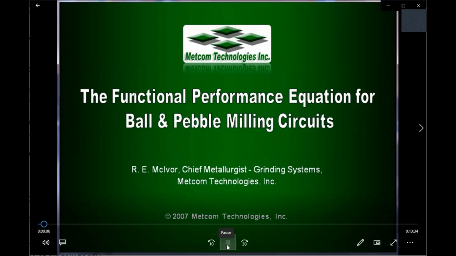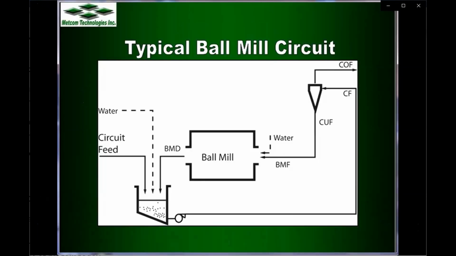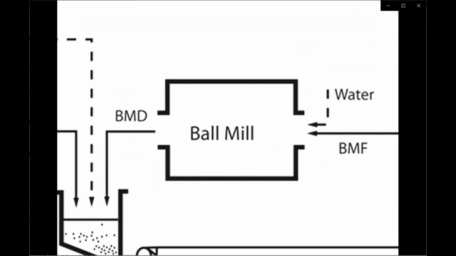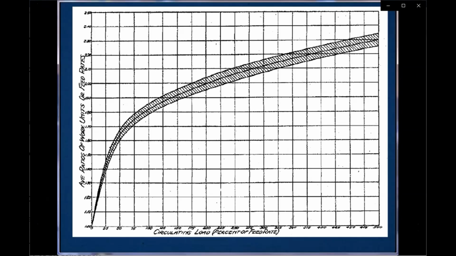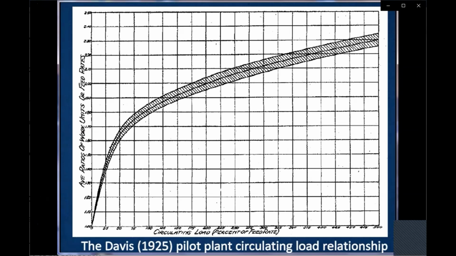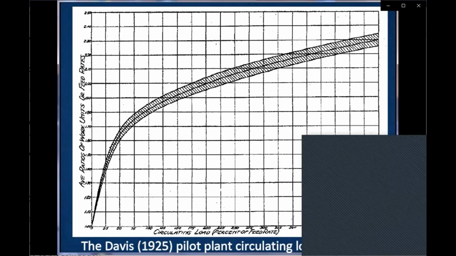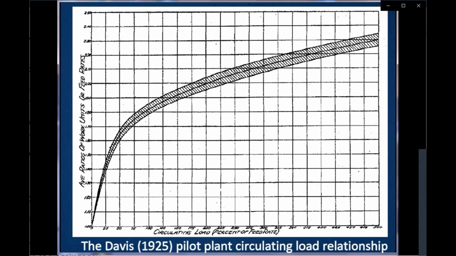The functional performance equation is a new powerful tool for understanding, measuring, and improving the performance of ball milling circuits. The ball milling circuit consists of the ball mill, the pump, and the hydrocyclones. A very interesting observation about ball milling circuits is that operating them at high circulating load ratios makes them much more efficient. We can produce 2 to 3 times the amount of new product size material by operating in closed circuit with a circulating load of 300 to 500% than we can in open circuit. The question is, why?